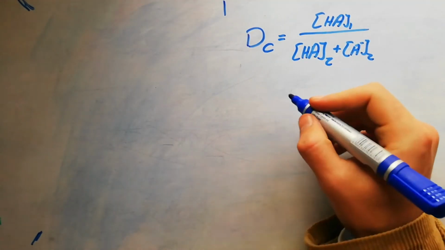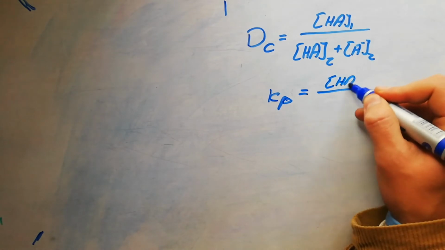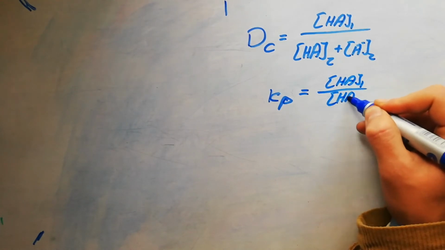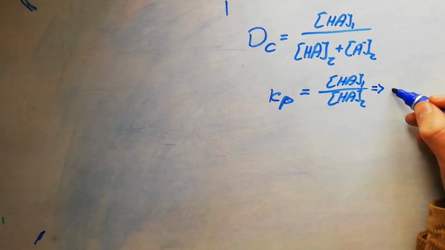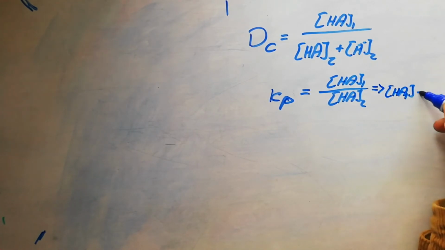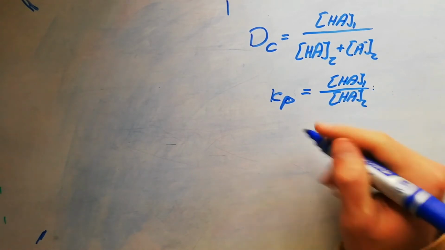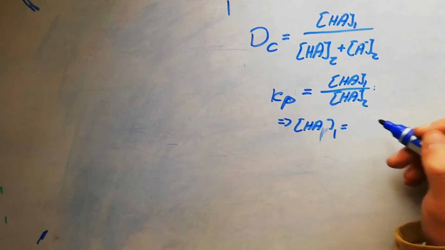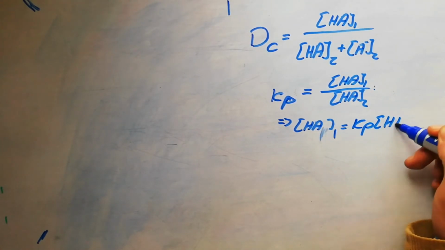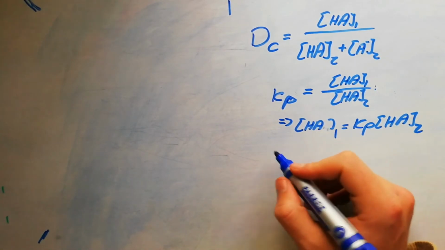And from this, it follows that we have two constants. We have our partitioning one, which just says this, right? It's really almost similar, but not quite. And then it follows from this that HA1 is equal to the Kp times HA2. This follows that HA1 in our organic phase is this, right? I just multiplied this to the other side, okay? And from this, we leave it like this for now.